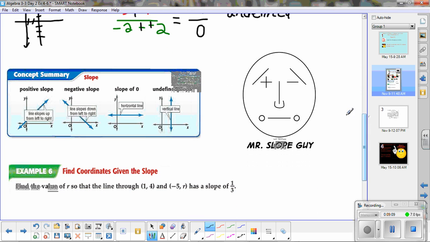You'll want to make sure you maybe have this in your notes, just a picture of what positive slope looks like, negative slope, 0 slope, or undefined slope. Or if you'd rather, you could make Mr. Slope Guy. This right here is the positive slope. This one is the negative slope. The vertical line, which makes up the nose, is our undefined, which is why we have a U here. And this right here for the mouth, this horizontal line, is 0 slope.